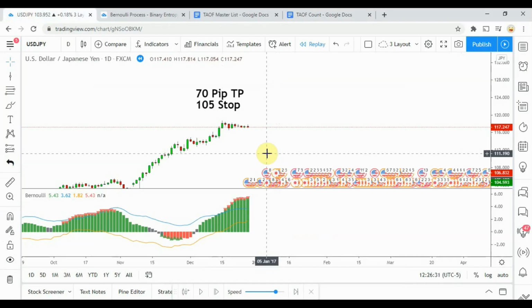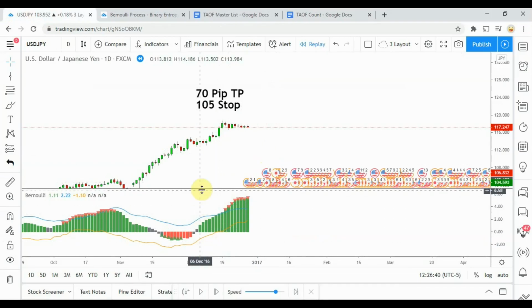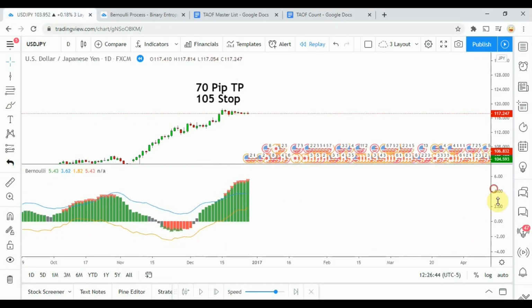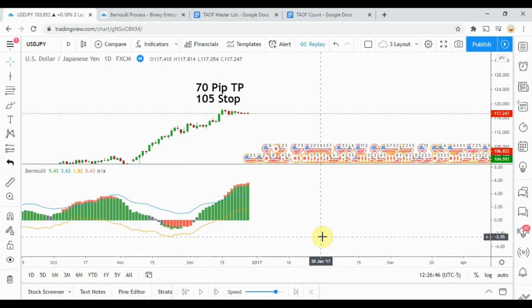All right, so today's indicator is the Bernoulli process indicator. You can see it here on the bottom of the screen. It seems rather complex, quite a few things going on with it. But all in all, it's not too difficult.